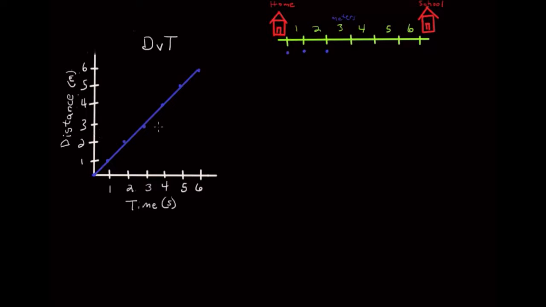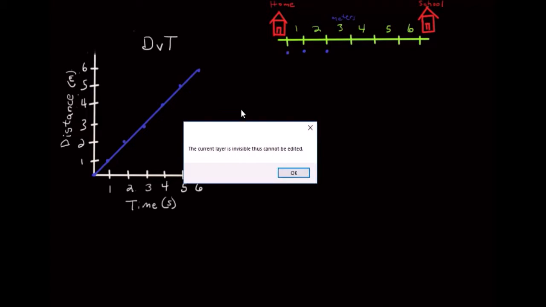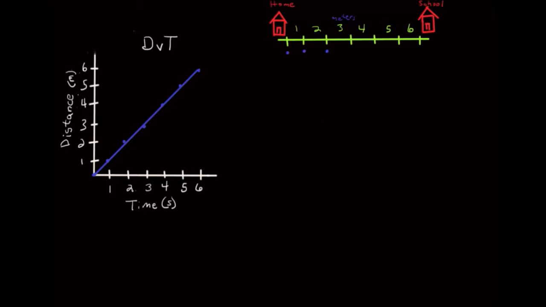Okay. So we can tell a few things about our motion from this. As a matter of fact, we can tell how fast it took us to get to school, right? It took us 6 seconds. We went 6 meters in 6 seconds. So the interesting thing about the slope is it tells us our velocity.